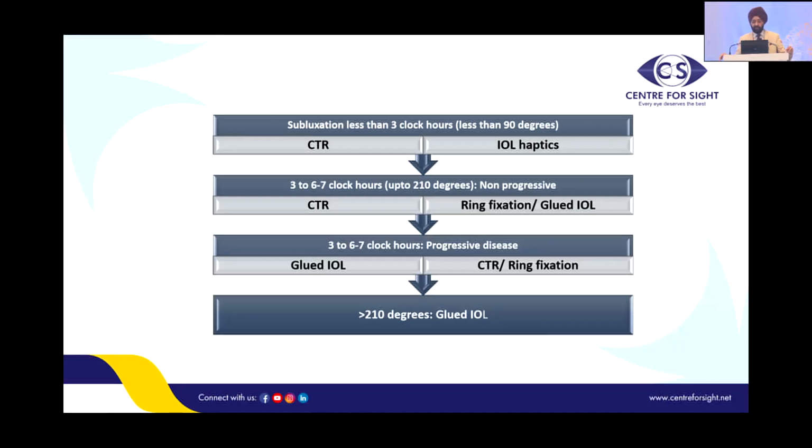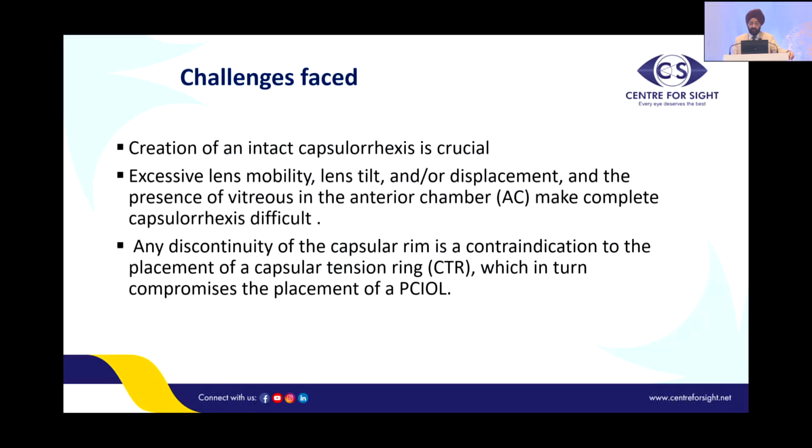Now, this is normally the dictum that I follow: if it is a small subluxation of less than 3 clock hours, you could either use the 3-piece haptics, not a single piece, aligned in such a way that there is pressure where the subluxation is so that you get a taut capsule, or you just use a CTR. If it is still more, then you possibly would need to do a ring fixation if a CTR is not working. And more than that, if it's a progressive disease, then you definitely have to go in for the glued IOL, whether the technique as Amar proposed or the Yamane technique, etc. I normally prefer to do the glued IOL in large subluxations.